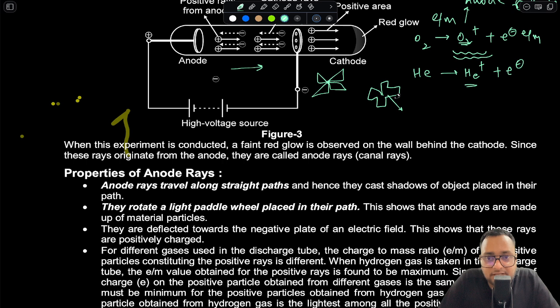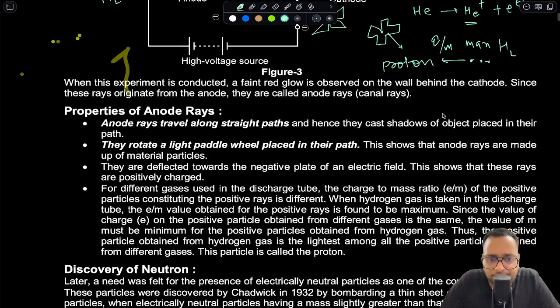But here the charge upon mass ratio depends on which type of gas we have chosen, and the charge upon mass ratio is maximum when we have chosen hydrogen gas. When q/m is maximum, that particular particle is called the proton.